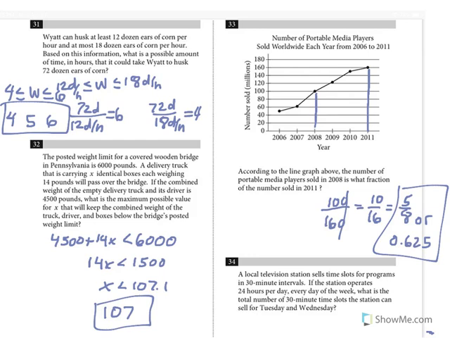A local television station sells time slots for programs in 30-minute intervals. If the station operates 24 hours per day, every day of the week, what is the total number of 30-minute time slots the station can sell for Tuesday and Wednesday?